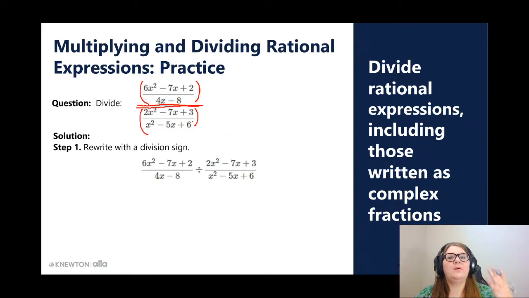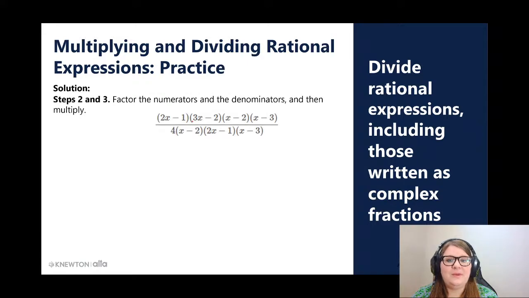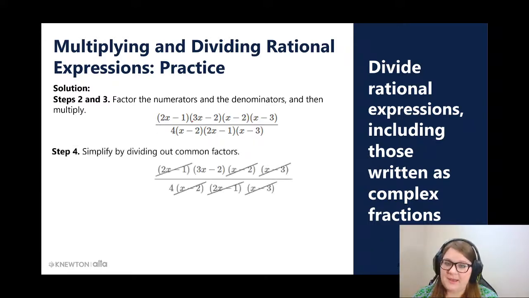Now we're going to rewrite it with multiplication in mind. So we're going to change that division to a times, and we're going to flip the second fraction. Now that we've done that, we're going to treat it just like all the multiplication problems we've done so far. So that means we need to factor, okay? When we factor and then we multiply the numerators and denominators, it's going to come out to this. And again, we can cancel out any common factors. In this case, 2x minus 1, x minus 2, and x minus 3. So all that's left is 3x minus 2 over 4. So this actually simplifies quite a bit. And that is how you multiply and divide rational expressions.